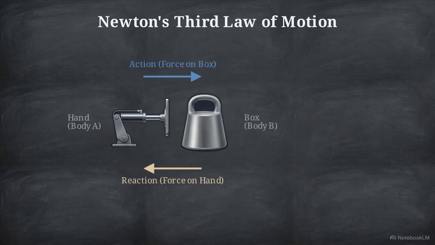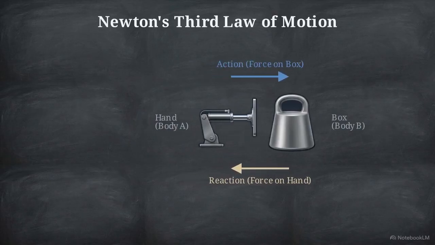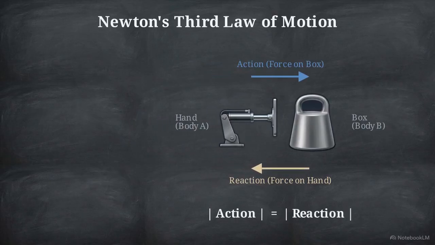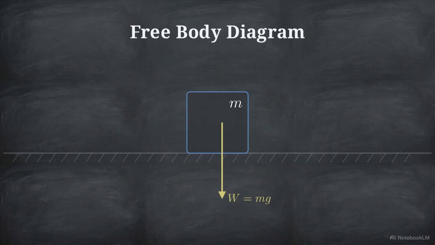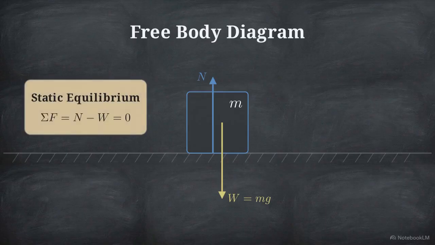Newton's third law states that every action produces an equal and opposite reaction. These paired forces do not cancel out because they act on different bodies. If you push forward on a box, you feel the box pushing back on your hand with the exact same magnitude. We use a free body diagram to isolate these forces.